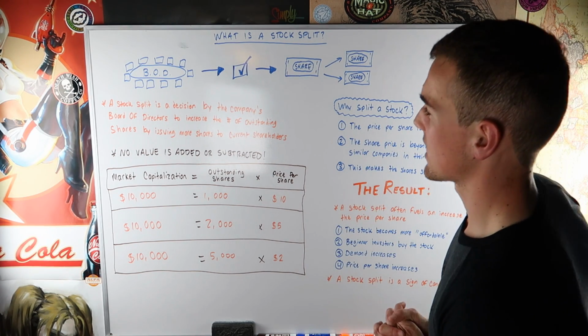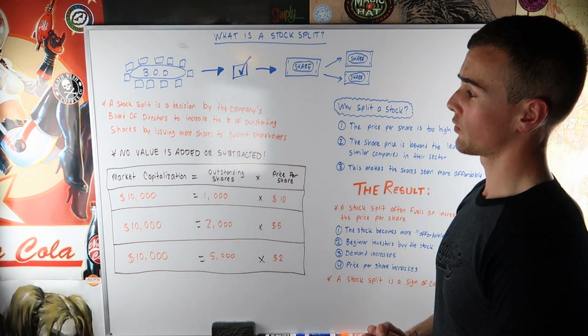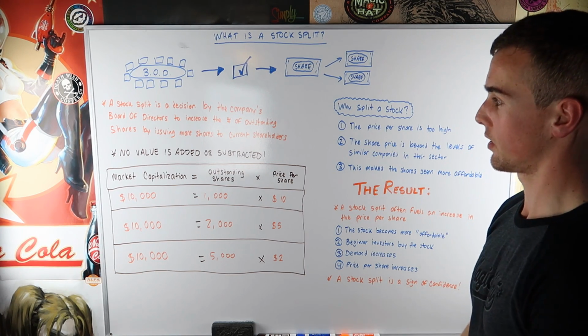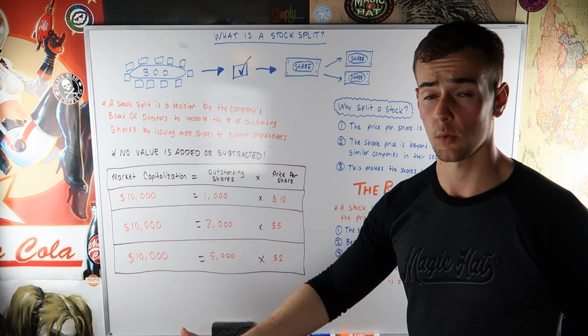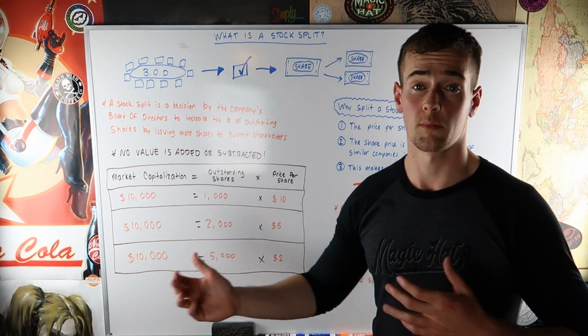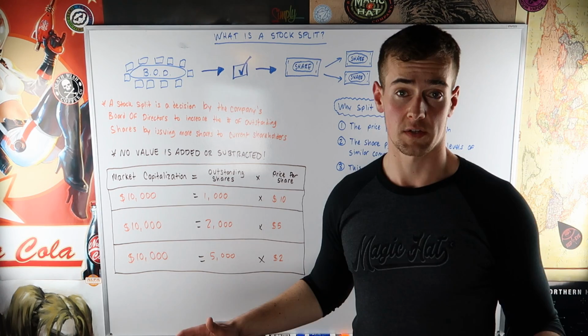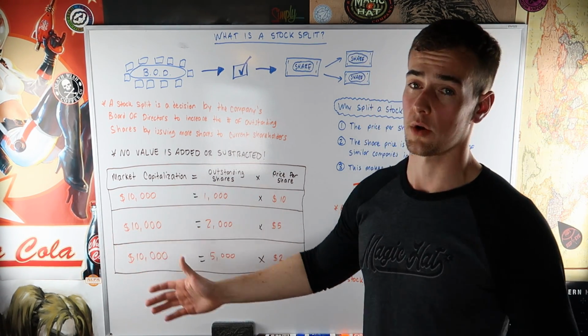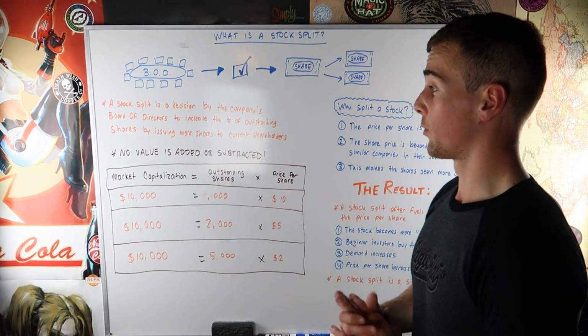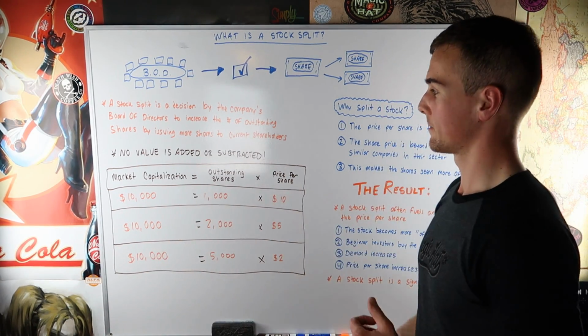So basically, a stock split is a decision by the company's board of directors to increase the number of outstanding shares by issuing more shares to current shareholders. And as you guys know, or maybe you don't, outstanding shares is simply the number of shares held by all investors, both public and private, as well as the institutional investors. So it's all of the shares available both publicly and privately of that company.